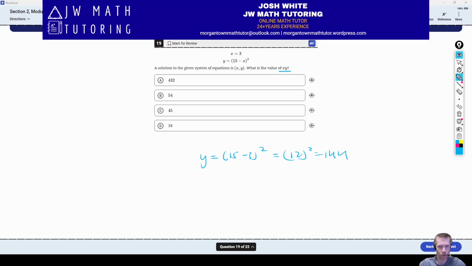However, notice here we want xy. Not x, not y, but the product of them together. So you have to take 3 and multiply it by 144. And when you do that, you're going to get 432. Correct answer for this one is letter A.